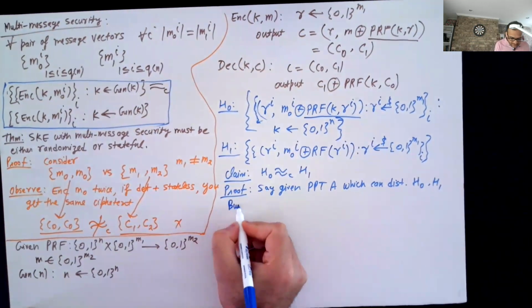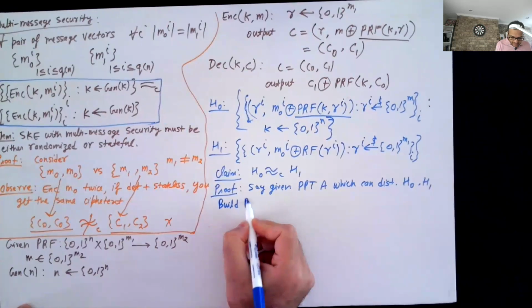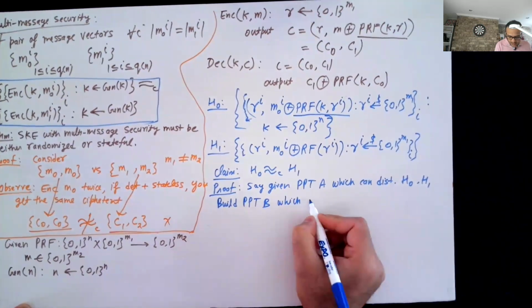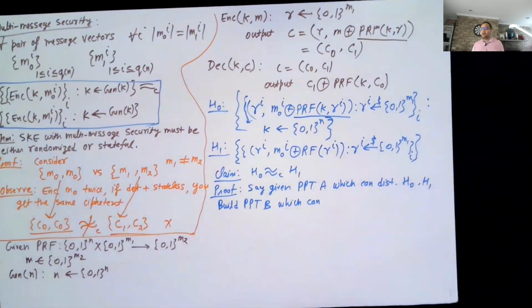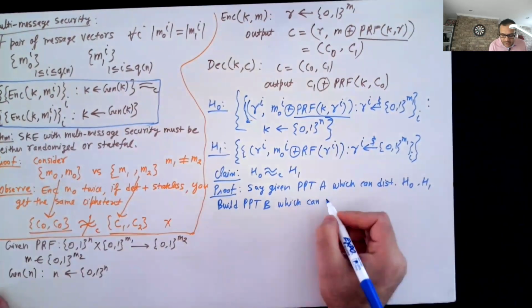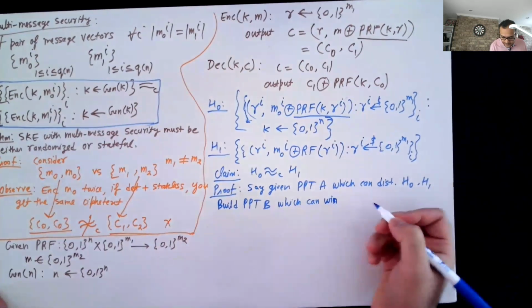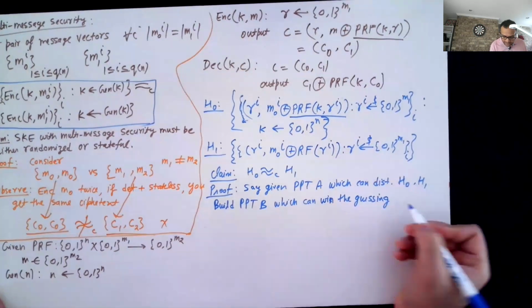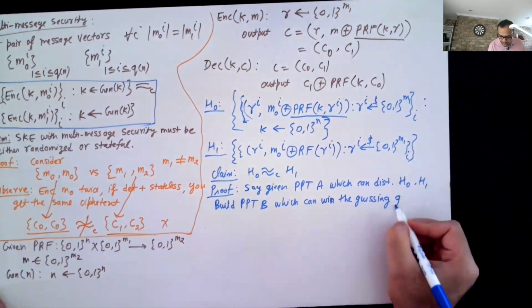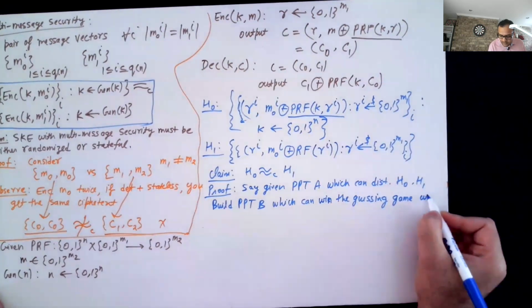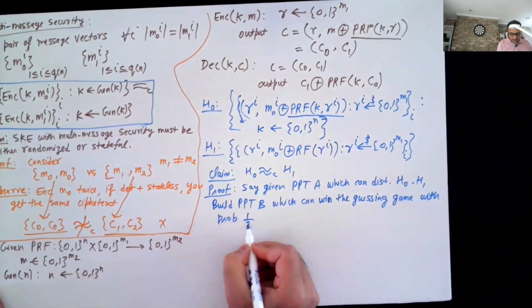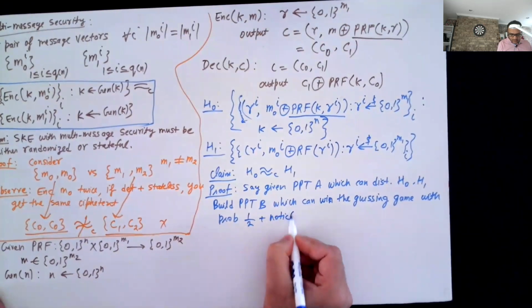Then we will build another PPT adversary B, which can break the security of the PRF, more precisely, which can win the guessing game. So the security of the PRF, I will remind you, with probability half plus noticeable of n.